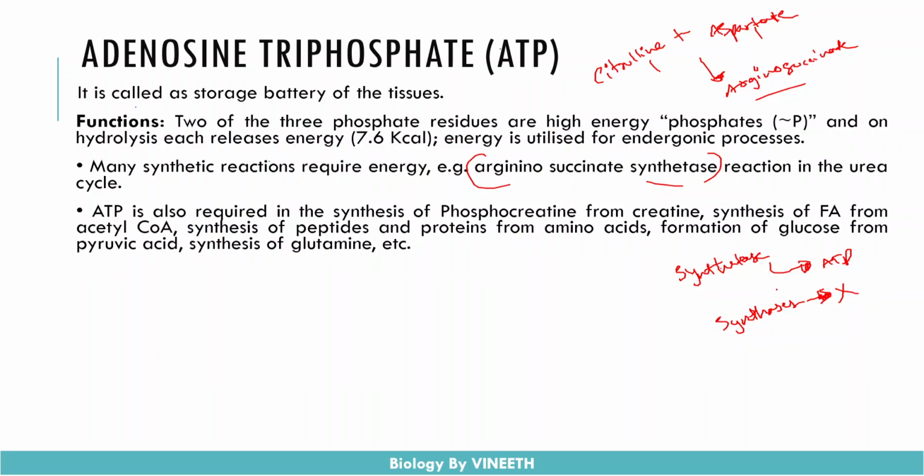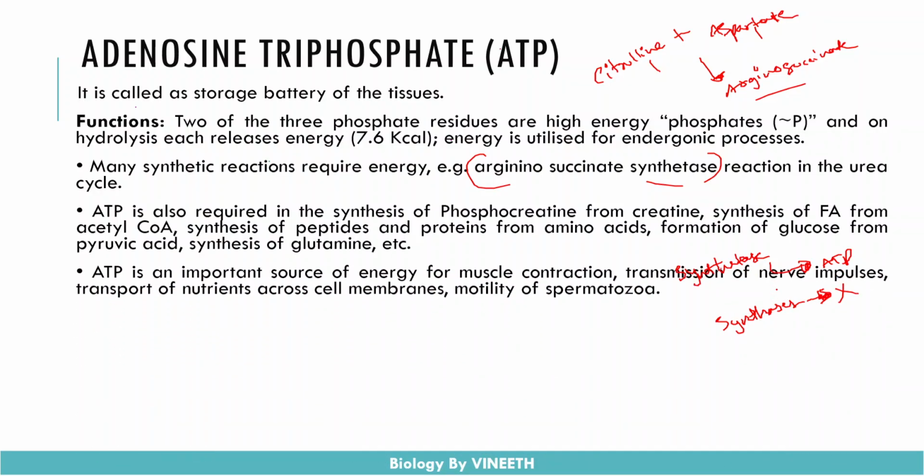ATP is also required for the synthesis of fatty acids from acetyl CoA. Acetyl CoA is a precursor for the formation of long chain fatty acids, and ATP is produced when you break down these fatty acids, which is exactly the reversal of the synthesis. ATP is also required for peptide synthesis or protein synthesis, though proteins normally involve GTP. The formation of glucose from pyruvic acid, the reversal pathway gluconeogenesis, also requires ATP, and the formation of pyruvic acid also requires ATP.